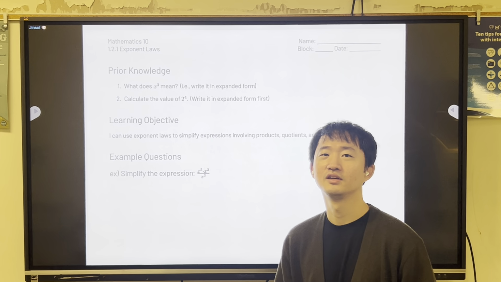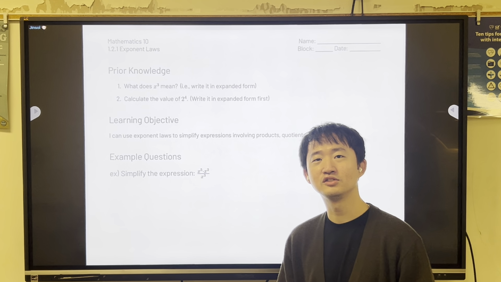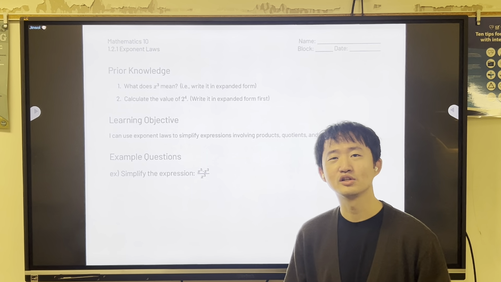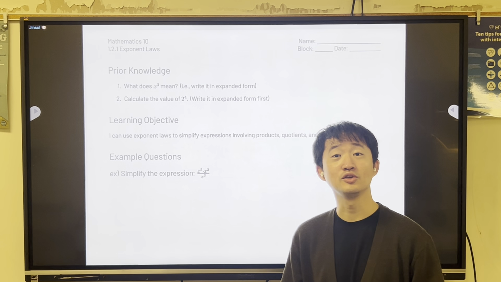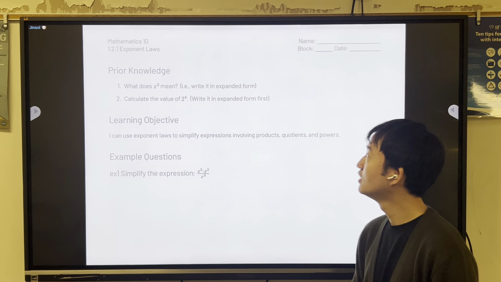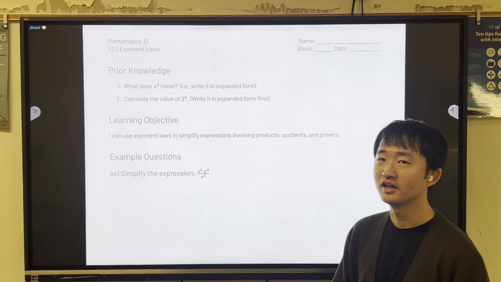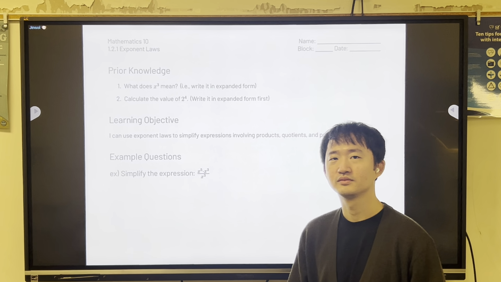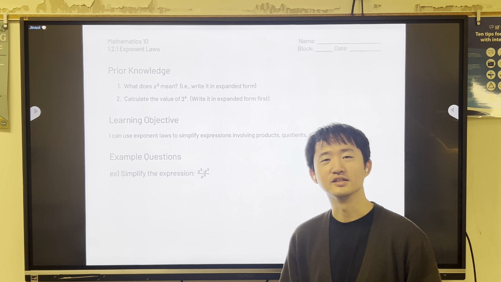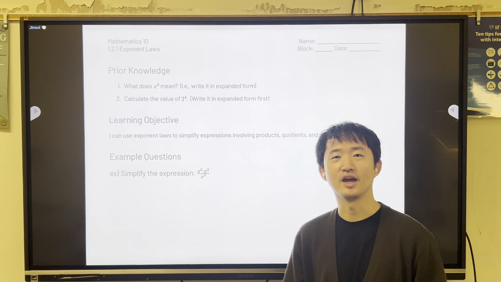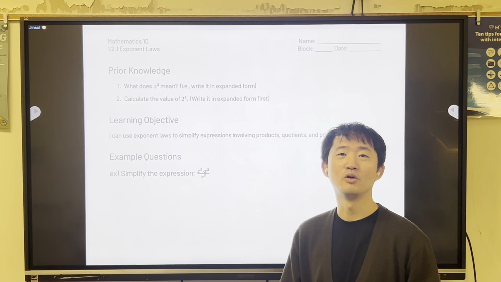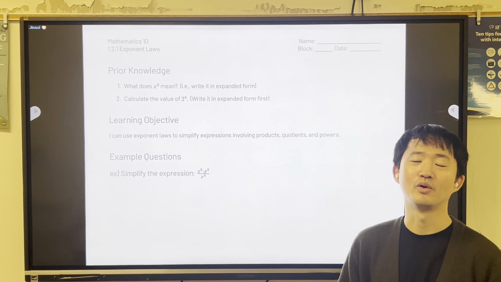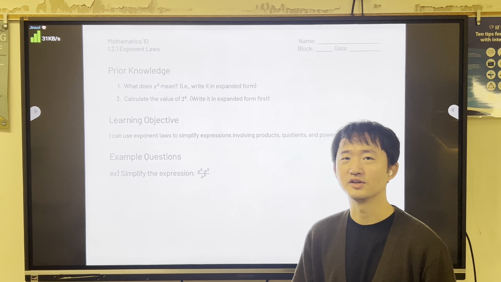Before we start this lesson, you also need to know some prior knowledge. What does x to the power of 3, or x cubed, mean? Can you calculate the value of 2 to the power of 4? What does that mean? Well, x to the power of 3 is x times x times x. And 2 to the power of 4 means 2 times 2 times 2 times 2, multiplied by itself 4 times. That's what the exponents are.